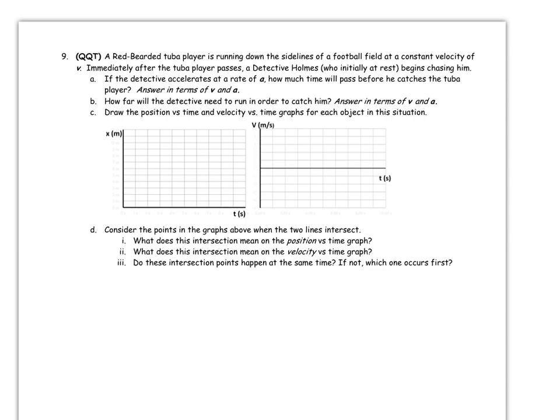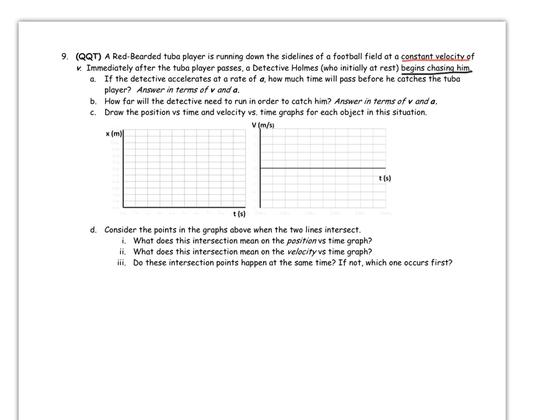All right, for this problem here, we have a red-bearded tuba player running down the sidelines of a football field at a constant velocity of v. Immediately after the tuba player passes a detective whose name is Holmes, who's initially at rest, that detective begins chasing the tuba player. The detective accelerates at a rate of a, and we want to know how much time will pass before he catches the tuba player.